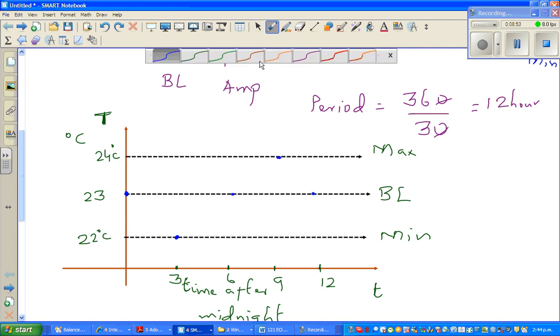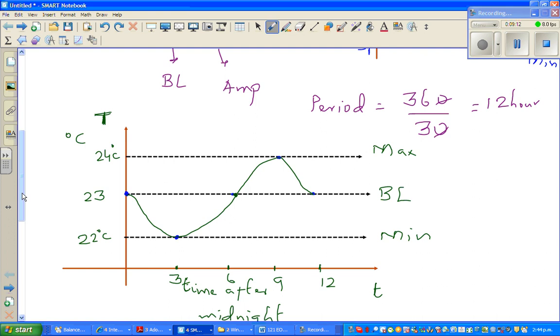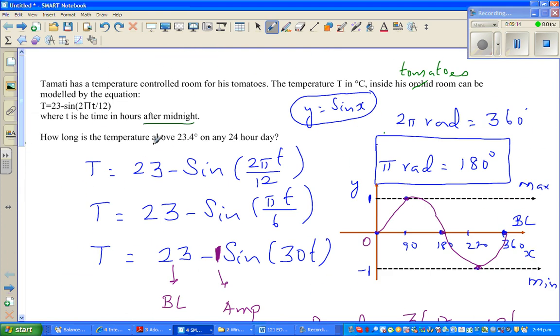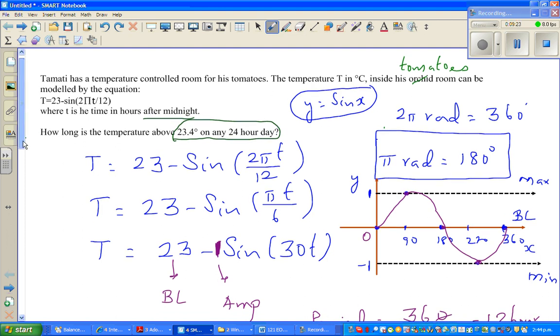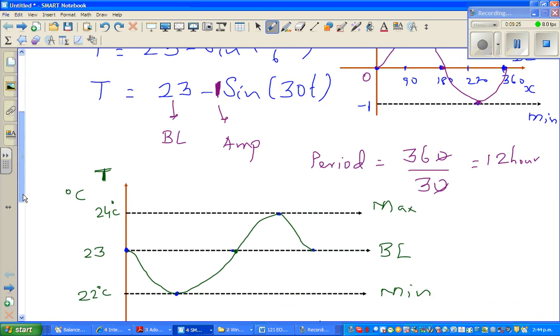Okay, let me make it as colorful as possible. Let me use this green. So this is your sine graph, not drawn exactly to scale. So the question is, how long is the temperature above 23.4 in 24 hours a day? So we'll first find it for 12 hours and then times it by 2. That will be your answer.